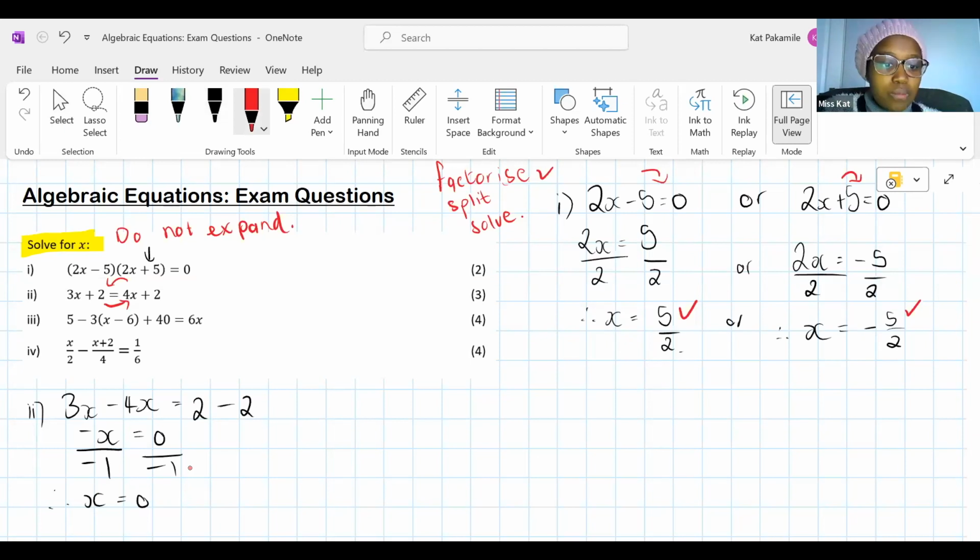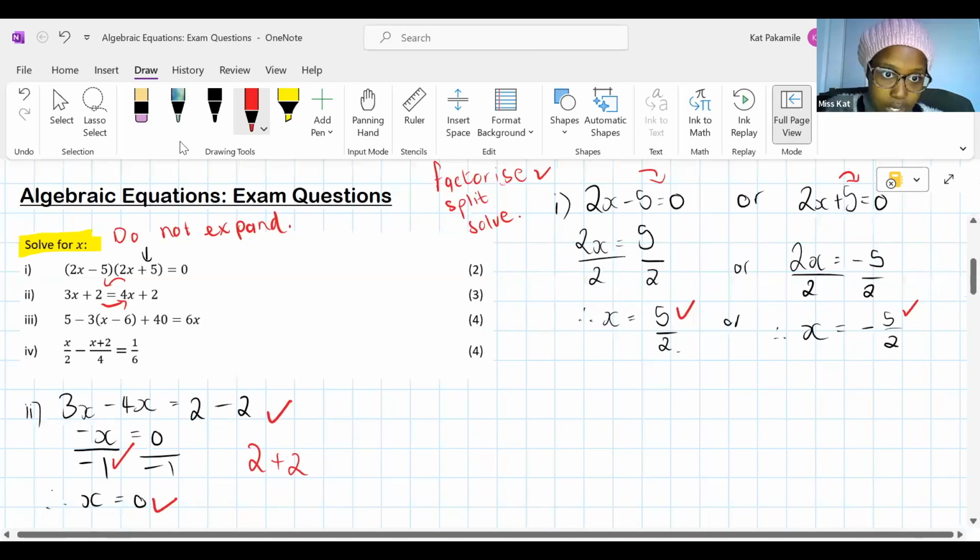Okay. So you're going to get a mark for sorting out your terms. All right. Obviously, you're going to get a mark for equals 0. And you're going to get another one for dividing by -1. Now, let's talk about these marks. If you added wrong, so let's say when you took the 2 over, this became 2 plus 2 or something strange like that, you're going to lose the first mark.